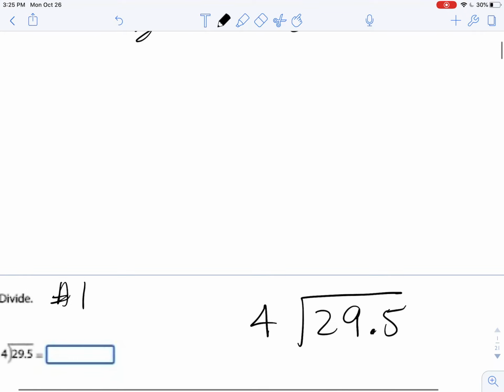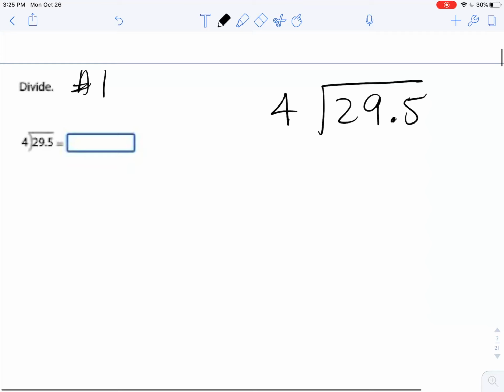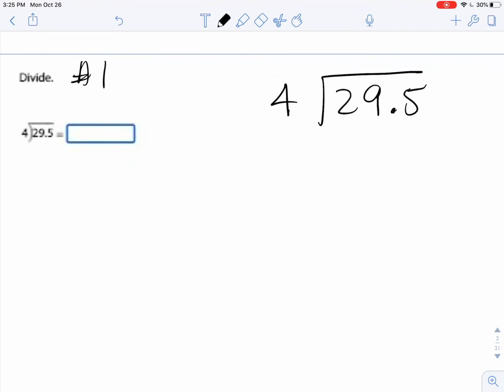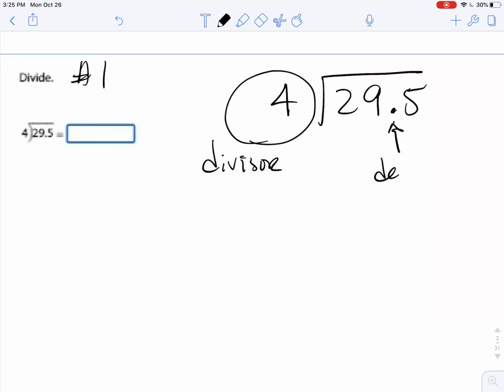Okay, let's go to the next slide, which apparently I need to scroll down like this. Okay, first question is to have a whole number divisor into a decimal dividend. And the first thing you're going to do is bring up that decimal point and put it in your quotient. So it's there and you're set, and now you can just divide 4 into 29.5.